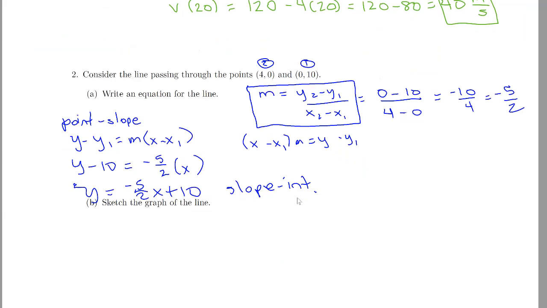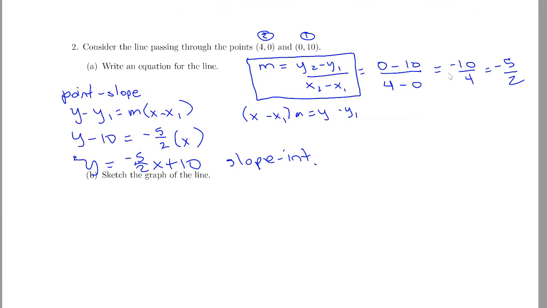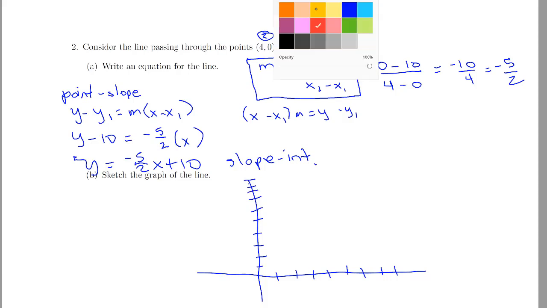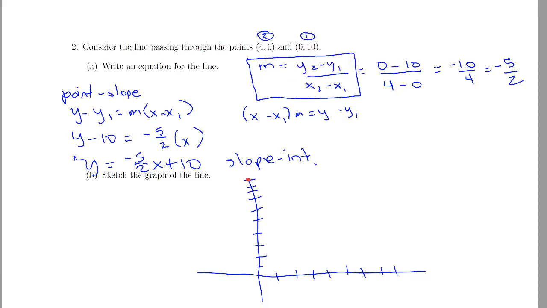So now we want to graph the line. We know it's a line. Let's see. 1, 2, 3, 4, 5, 6, 7. I don't know how far I'm going to go. Well, I do know I have to go up 10 because I know my y-intercept is 10, right? I have a point there, and then my slope is negative 5/2.